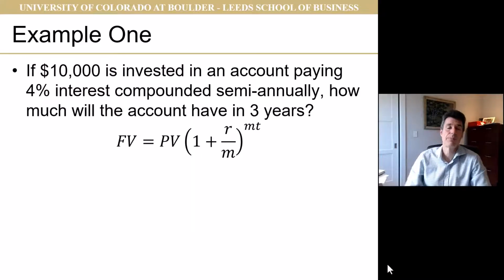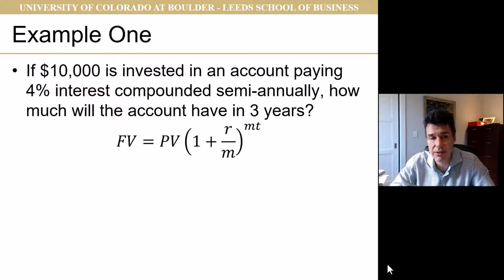Some examples. Let's say we have $10,000 invested in an account paying 4% interest compounded semi-annually. How much will the account have in 3 years? Now notice I haven't said whether that 4% is an annualized rate or a per period rate, and one can almost always assume it's per period.